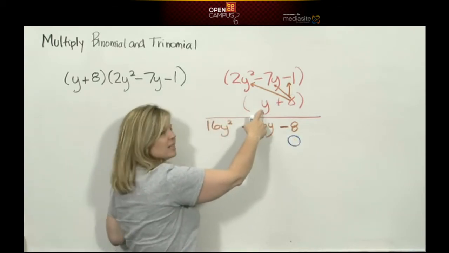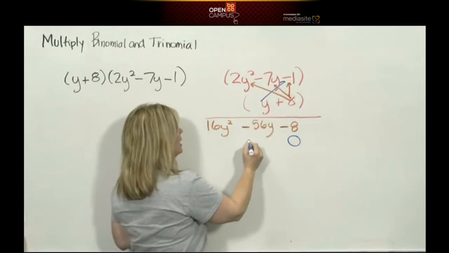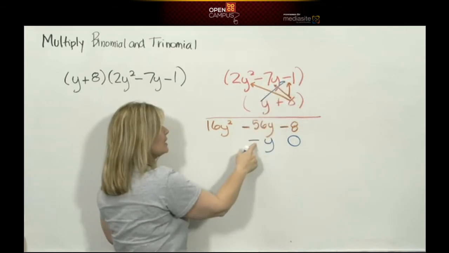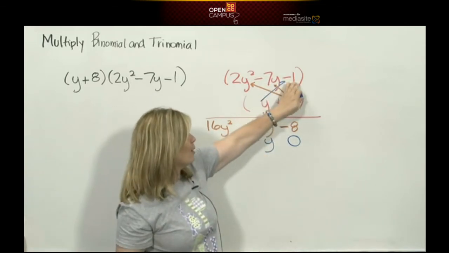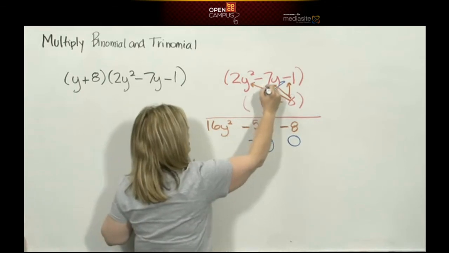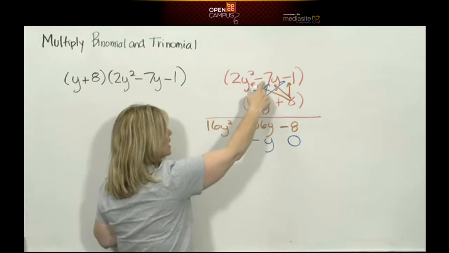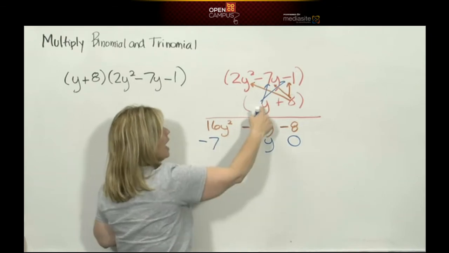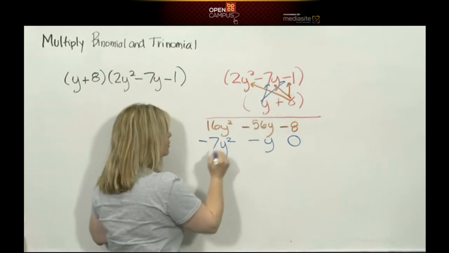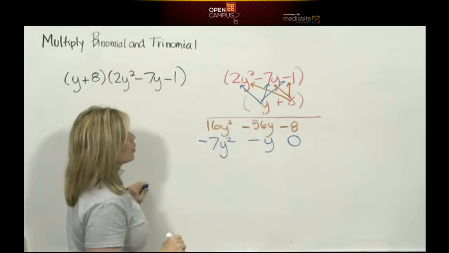Now we're going to distribute in the tens column the y. Y times negative 1 is negative y. A positive times a negative is a negative. Multiplying by 1 doesn't do anything. It stays the same. We're going to do y times negative 7y. Well, that's 1 times negative 7, which is negative 7, and y times y till the day you die is y squared. Then we're going to multiply y times 2y squared.